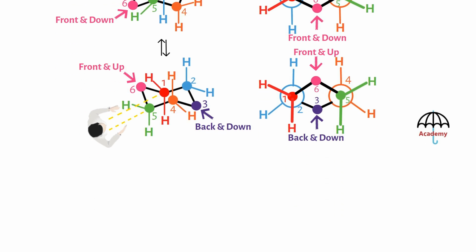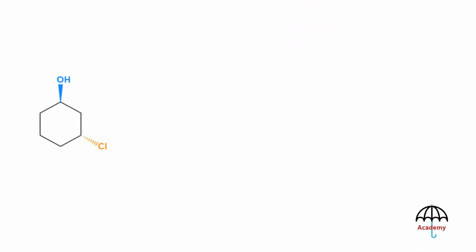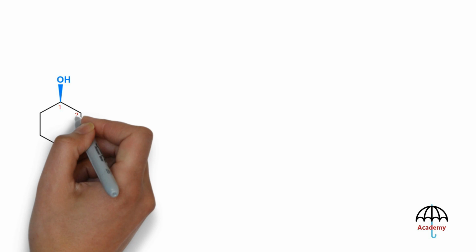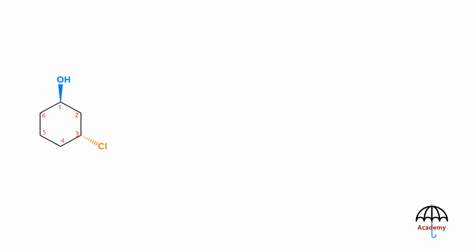Let us draw the Newman projection of this molecule. Number the carbons starting from the carbon bearing the hydroxyl group.